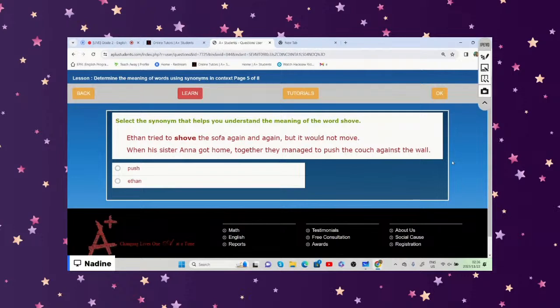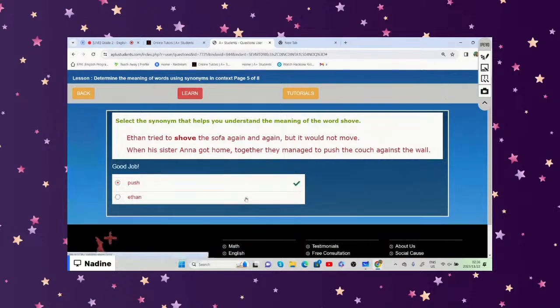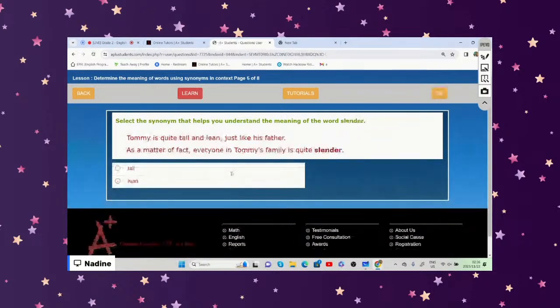So if we choose a word that is similar in meaning to shove, then we can say it is push, right? So pushing a couch. Yes. So push is correct. So well done.